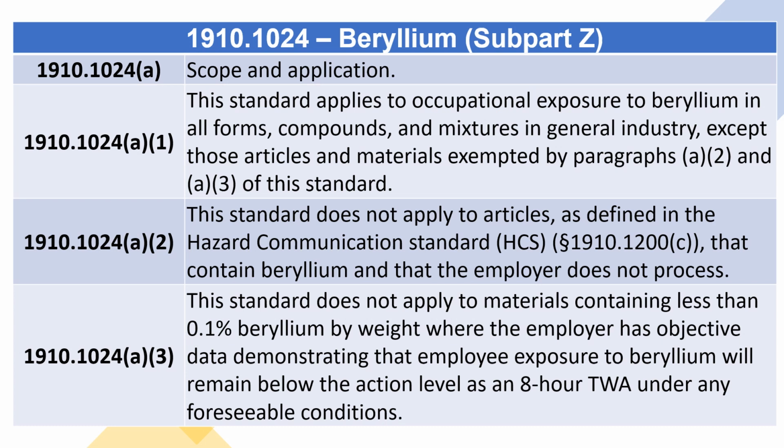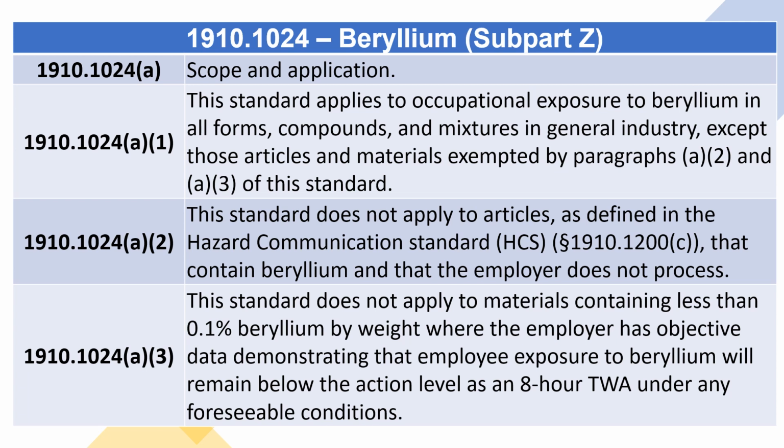1910.1024, Beryllium. 1910.1024, A. Scope and application. 1910.1024, A1. This standard applies to occupational exposure to beryllium in all forms, compounds, and mixtures in general industry, except those articles and materials exempted by paragraphs A2 and A3 of this standard.